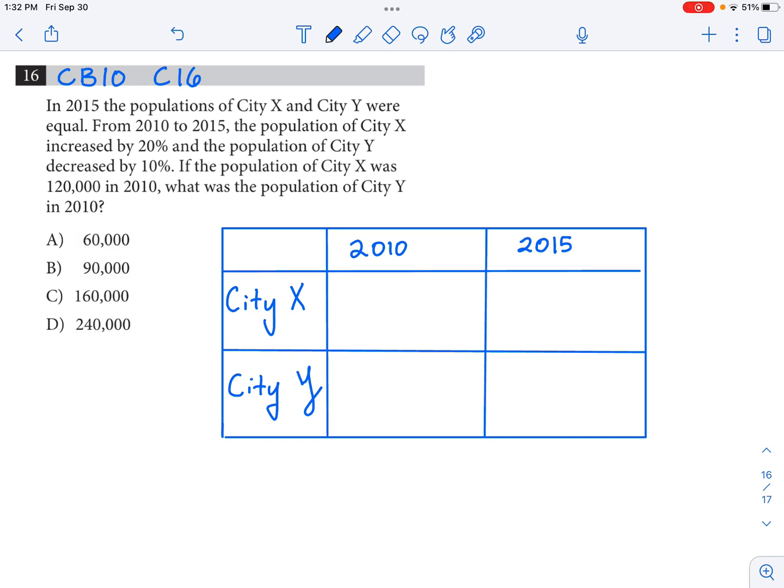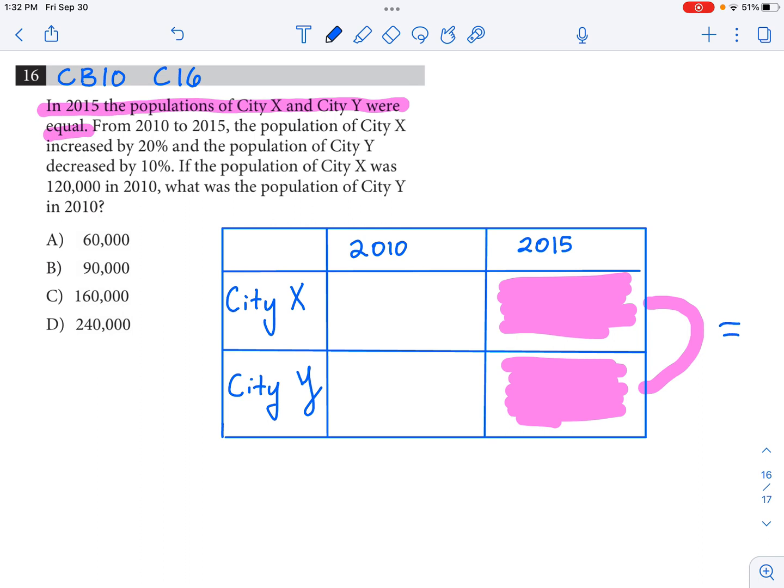College Board 10, calculator allowed, number 16. All right, in this problem we have two cities, city X and city Y. And the starting information that we're given is that in 2015, the populations of city X and city Y are equal to each other. So whatever we fill into this table eventually, the population for city X in 2015 will have to be equal to the population of city Y in 2015. Those are going to be equal to each other.